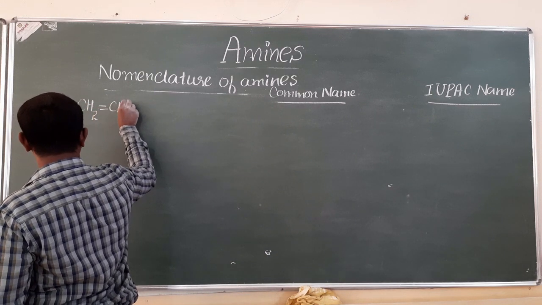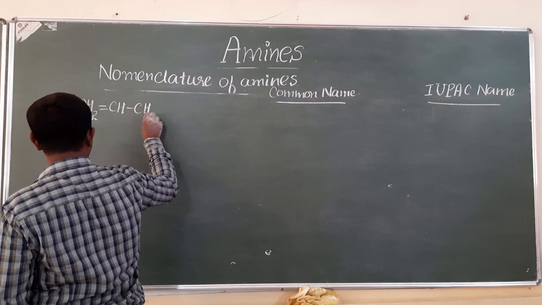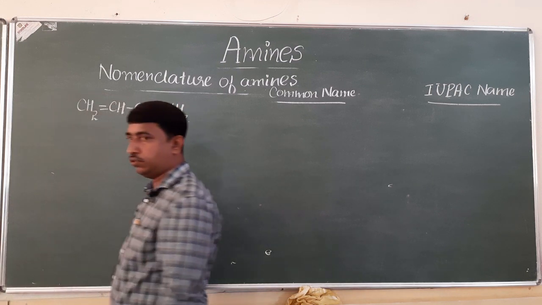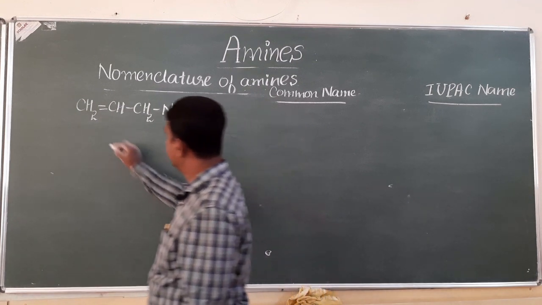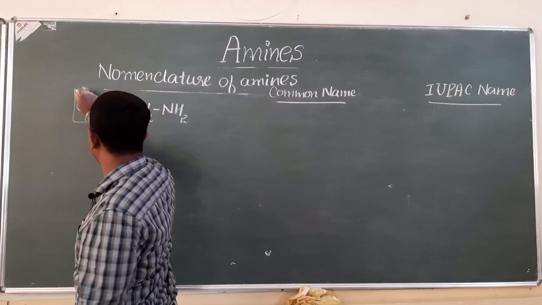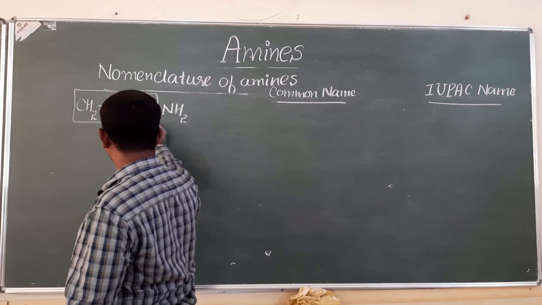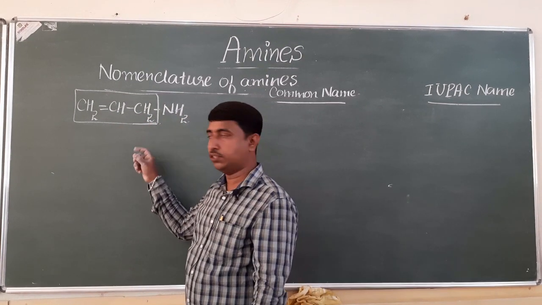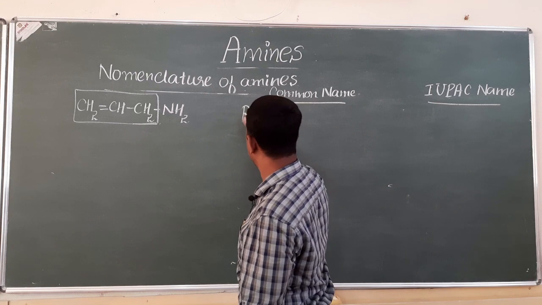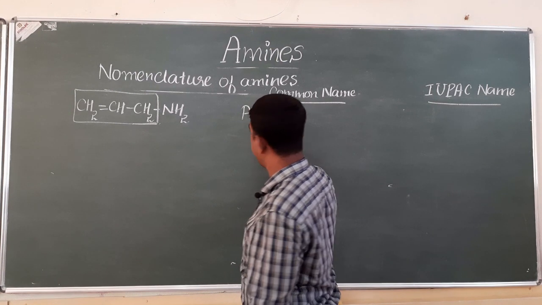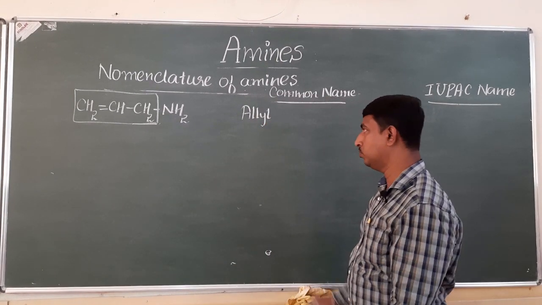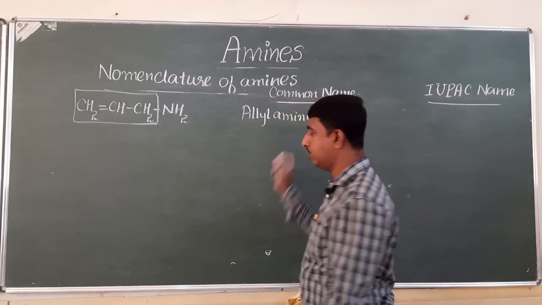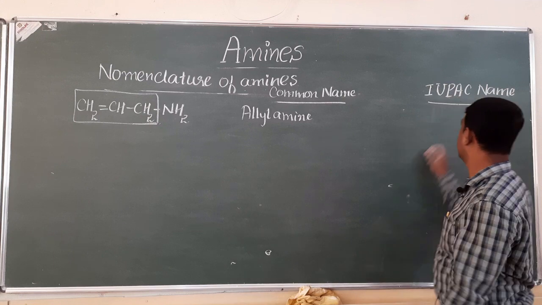CH2 double bond CH, CH2 NH2. See, this group is named as... do you remember this group? CH2 double bond CH2, that group is called the allyl group. So it is allyl amine.